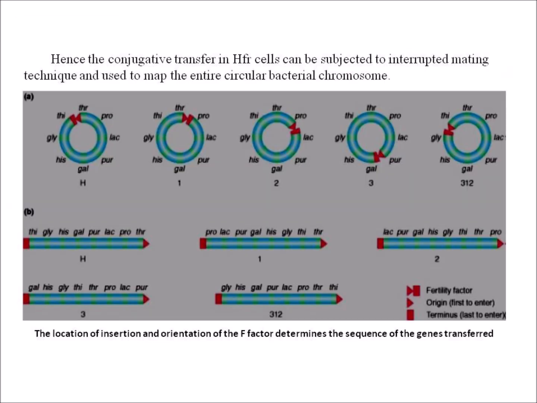Hence, the conjugative transfer in HFR cell can be subjected to interrupted mating technique and used to map the entire circular bacterial chromosome. See in the figure, the location of insertion and orientation of the F factor determines sequence of the genes transferred. See, everything is marked. Fertility factor, origin, that is first to enter, then terminus, last to enter.